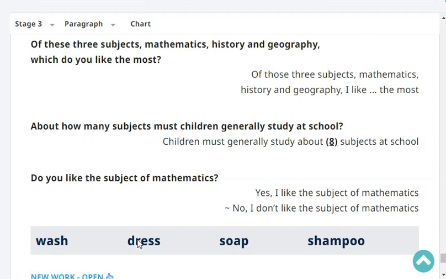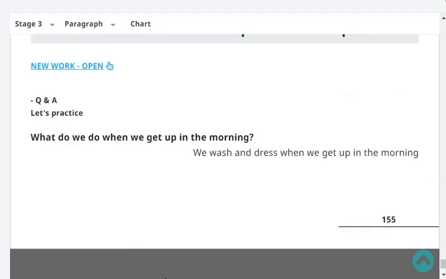Children generally study about 8 subjects at school. Do you like the subject of mathematics? Yes, I like the subject of mathematics. Very good.